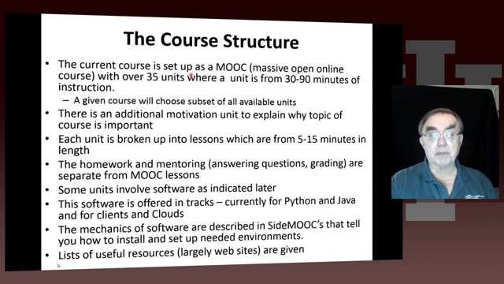So as I said, this is set up as a MOOC with 35 units, actually over 35 units. The units cover the intellectual content of the course, plus various tutorials on technologies. A unit is the equivalent of a normal lecture, 30 to 90 minutes. And we have those three courses, and they will choose a subset of the available units. There is a motivation unit which describes why the topic of the course is important, and it covers the whole material of the course.